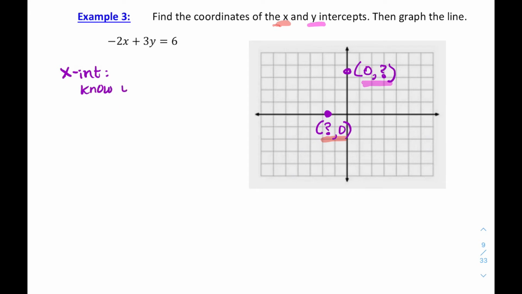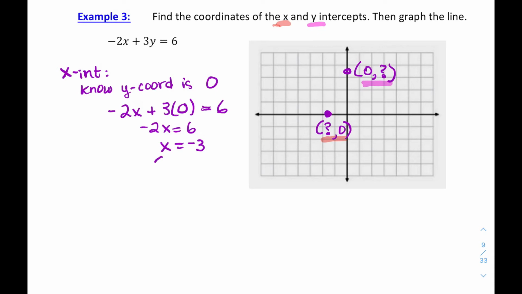So looking for the x-intercept of this function, I know my y-coordinate is going to be 0, so if I plug 0 in for y, 3 times 0 is going to give me 0, and then I can solve that equation for the x value where it'll cross the x-axis at. So my x-intercept is the point -3, 0.